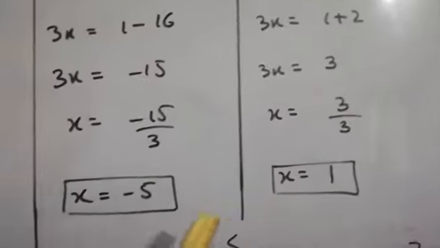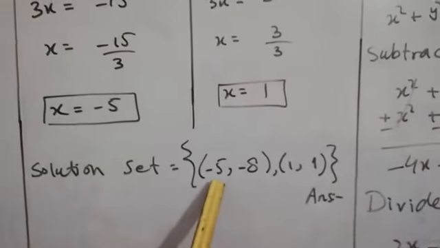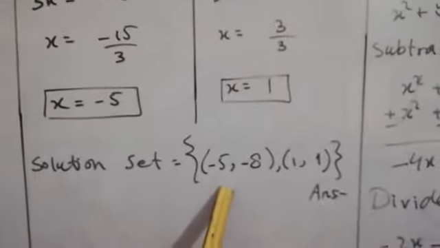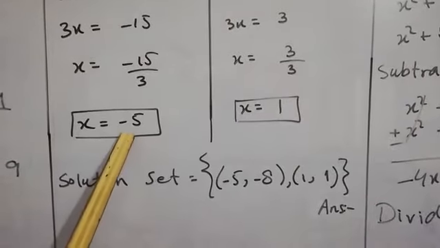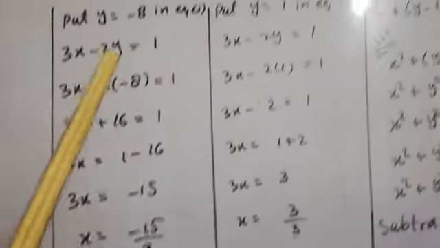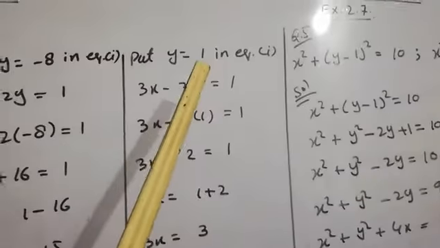Now my dear students, this is the time to write the solution set. In our solution set, this is a little bit different. We will write the answer in ordered pairs. First of all, we will write the value of x. When x is minus 5, then y is minus 8. And when x is 1, then y is also 1.